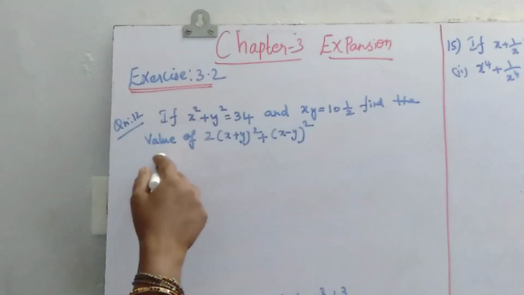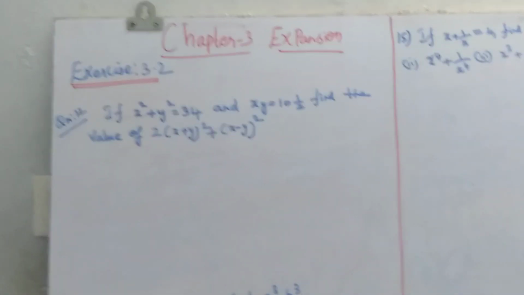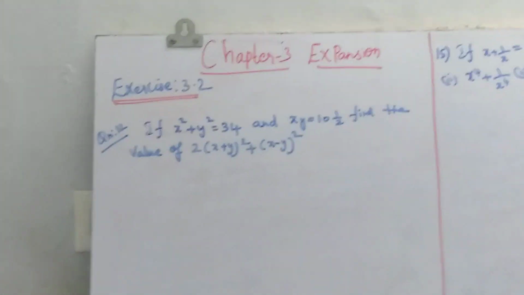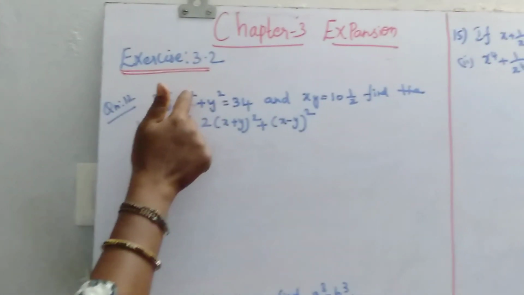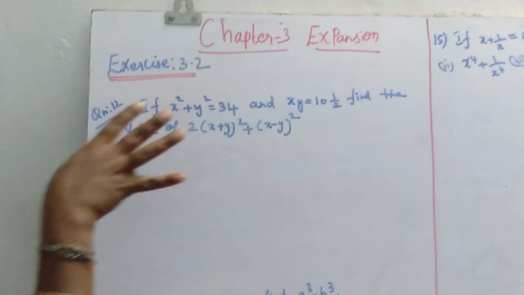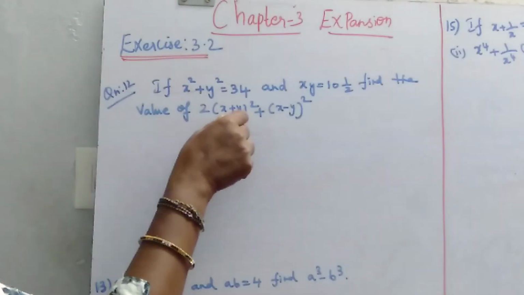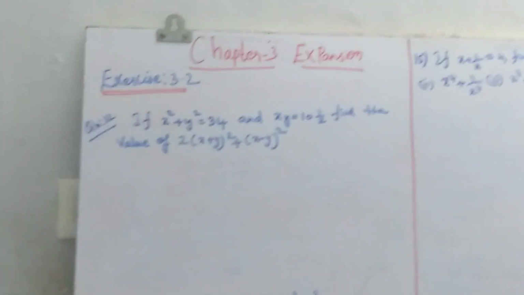are supposed to find the value of 2 of x plus y the whole square plus x minus y the whole square. Okay. So it is clearly given in the question x square plus y square. It is entirely different from the previous sums. We were finding these values and x plus y, x minus y were given, but in this question x square plus y square is given, xy is given. So x plus y the whole square we are supposed to find, and also x minus y the whole square we are supposed to find.